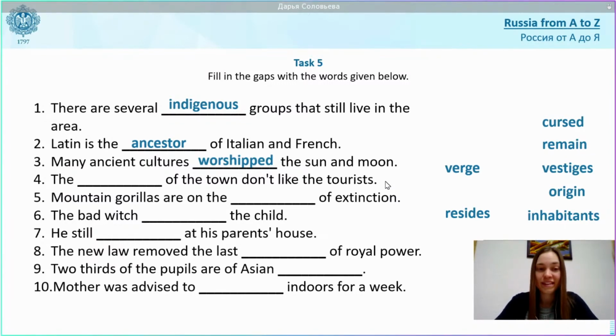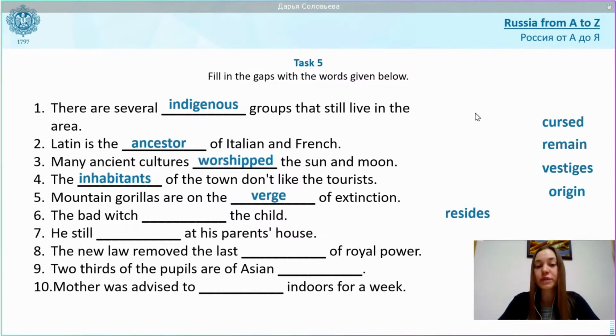The next one. The of the town don't like the tourists. Choose one of these words. I think that you've chosen. And I'll show you the answer. The inhabitants of the town don't like the tourists. And the next one. Mountain gorillas are on the of extinction. На краю, на грани вымирания, да? On the verge, it's an expression, on the verge of extinction.